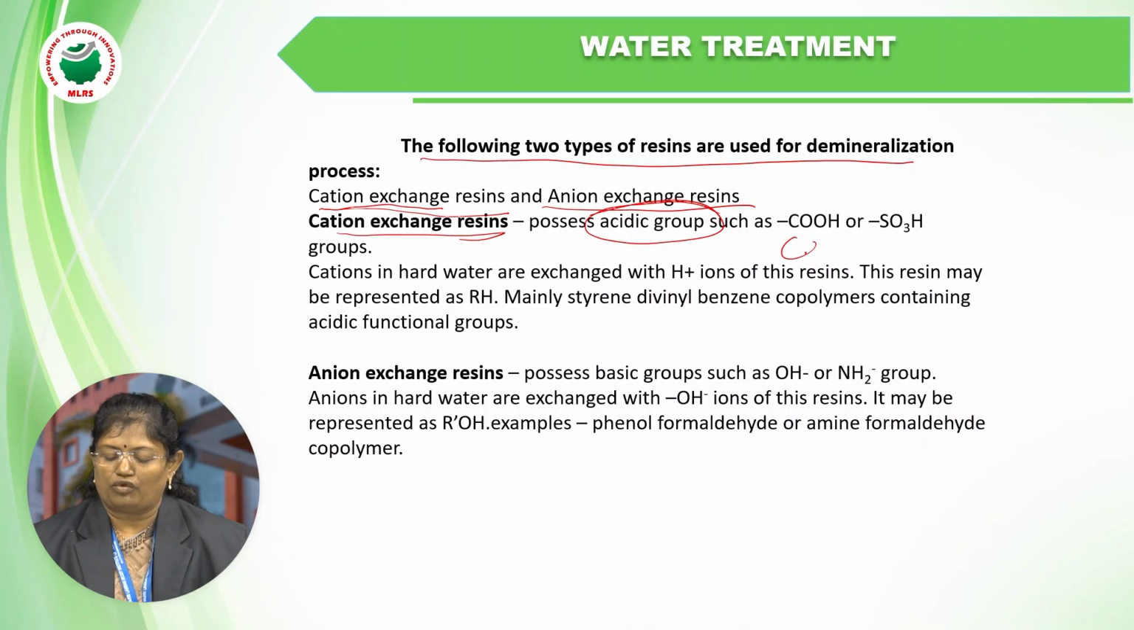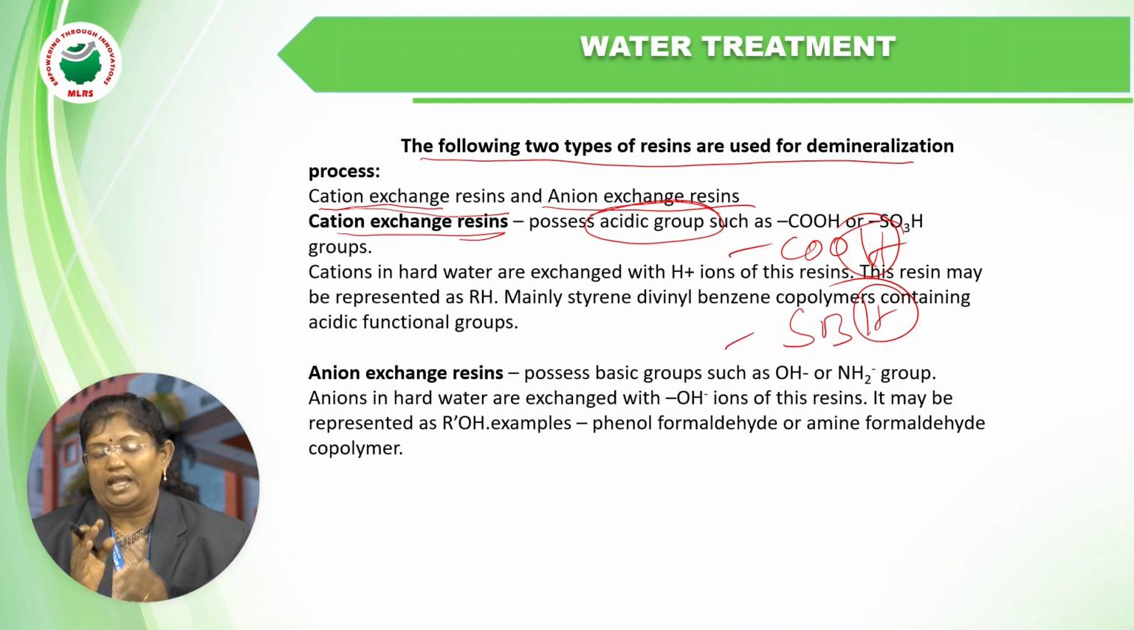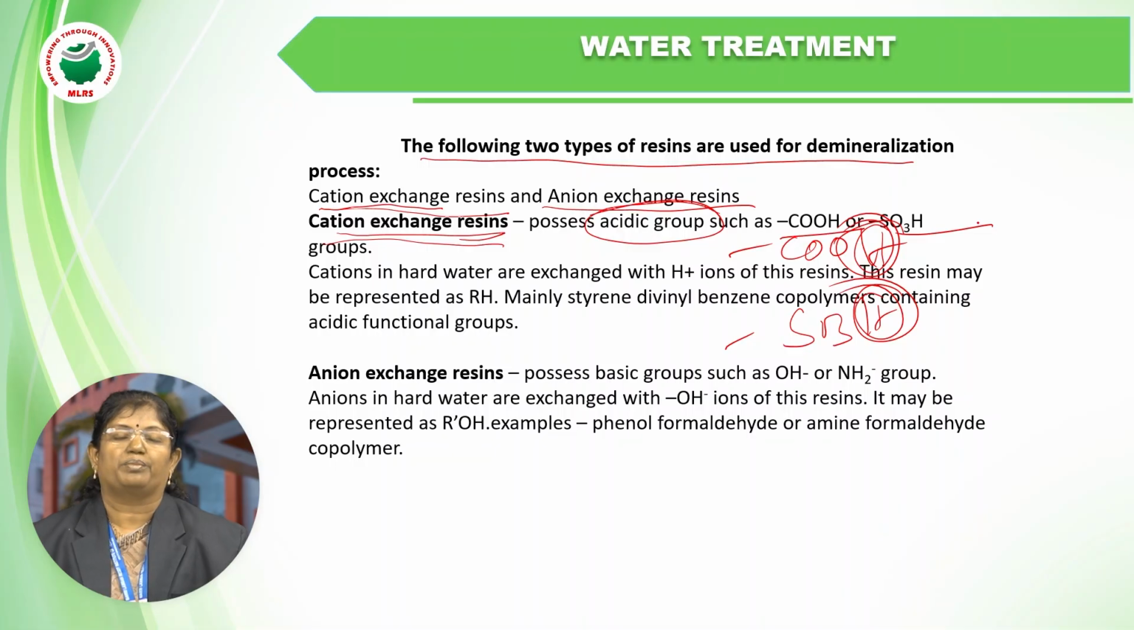Such as COOH and SO3H. These having the H plus ions are responsible for exchanging the cations of the water. We need to remove the hardness and make the water soft. The cations of the water exchange with the cation of this resin, so that is why they are called cation exchange resins. The acidic groups like COOH and SO3H are present in the cation exchange resin.